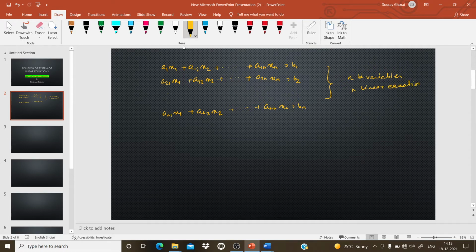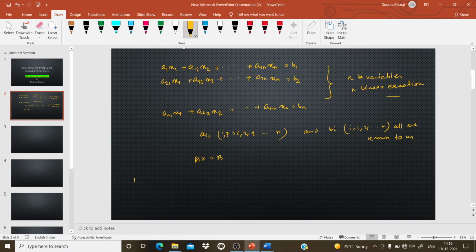Here the coefficients aij, where i, j is equal to 1, 2, 3 dot dot n, and the constants bi, i is equal to 1, 2 dot dot n, are all known to us. So now we can write it in the matrix form, that is AX is equal to B.